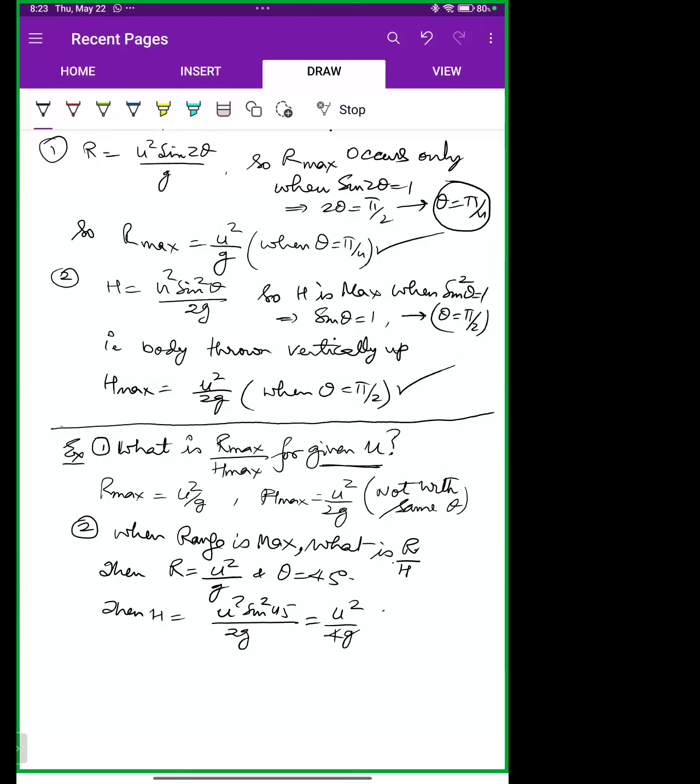So, R by H is equal to 4. Otherwise also you can say indirectly, R upon H is 4 cot theta always, and theta is pi by 4. So R by H is 4 into 1, which is equal to 4. Okay.